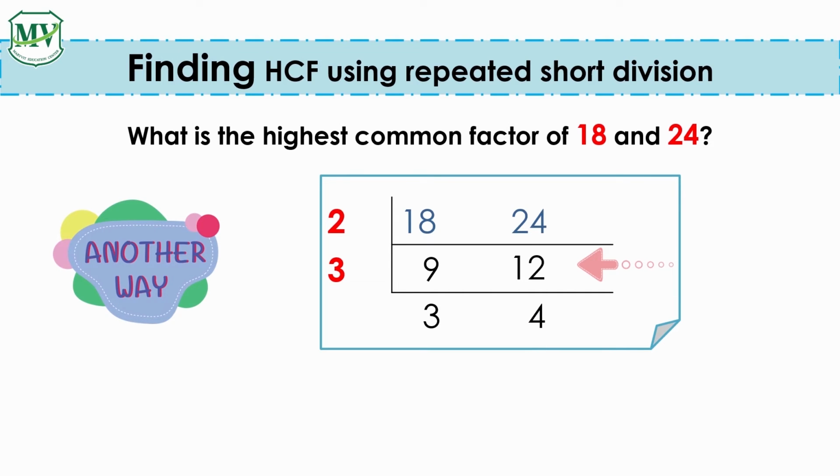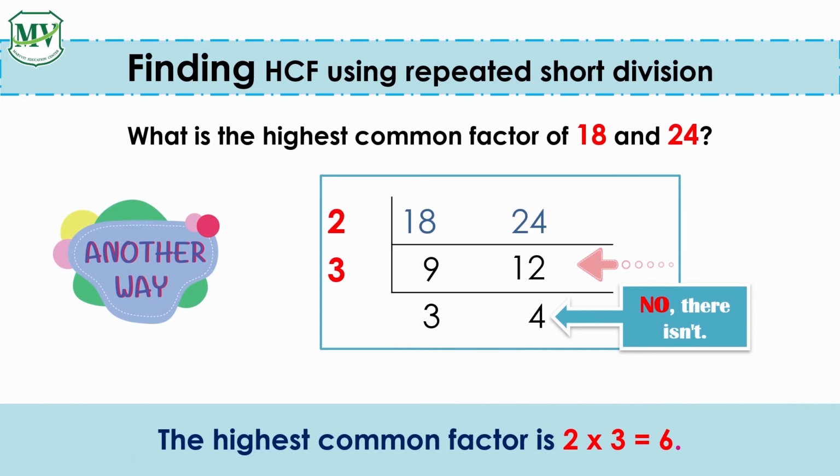Is there a prime number that can divide both 3 and 4? No, there isn't. So, we will multiply 2 and 3 to get the highest common factor. The highest common factor is 2 times 3, which is equal to 6. Among 3 methods of finding HCF, which method is easiest for you?